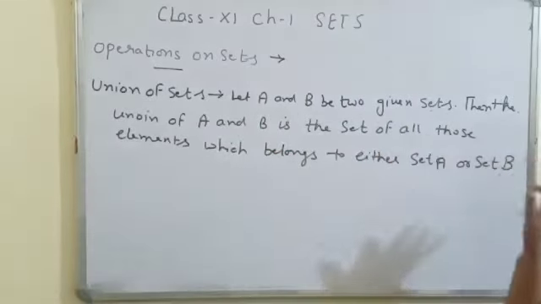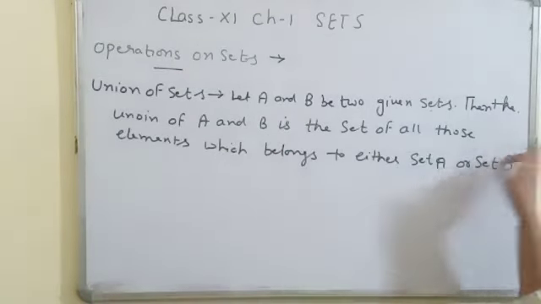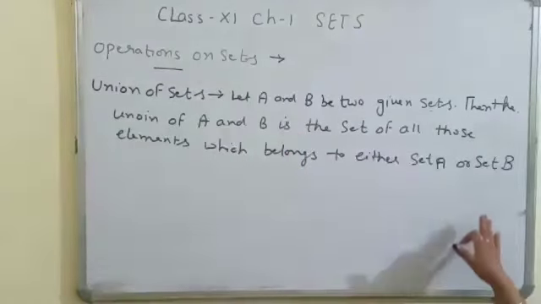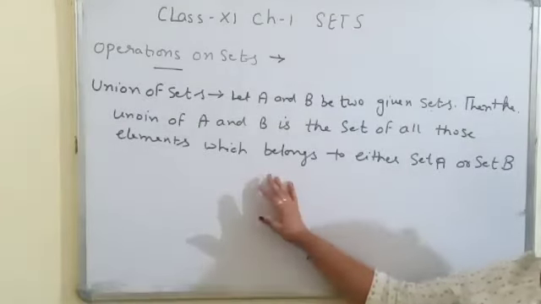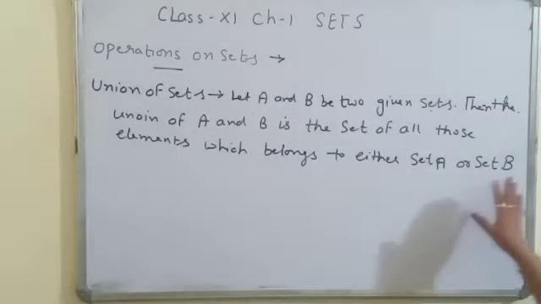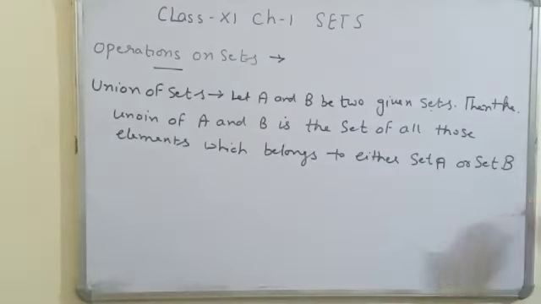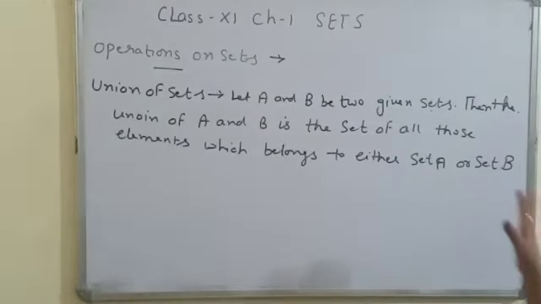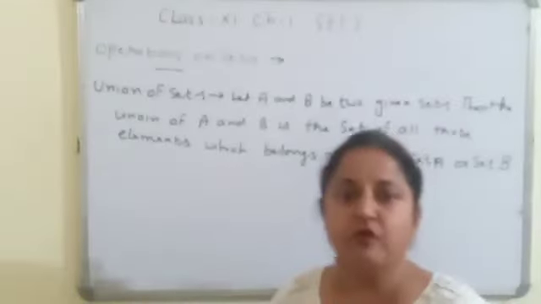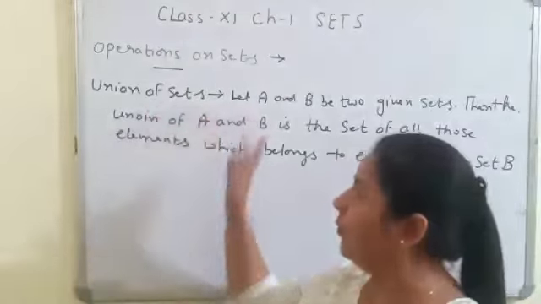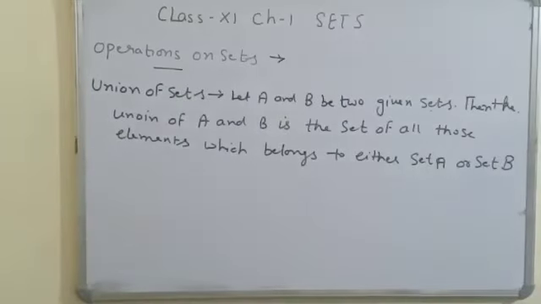Let A and B be the two given sets. Then the union of A and B is the set of all those elements of A and B which belong to either A or B. Or in other words, we can say the union of two sets is the collection of all the elements of both sets, set A and set B.